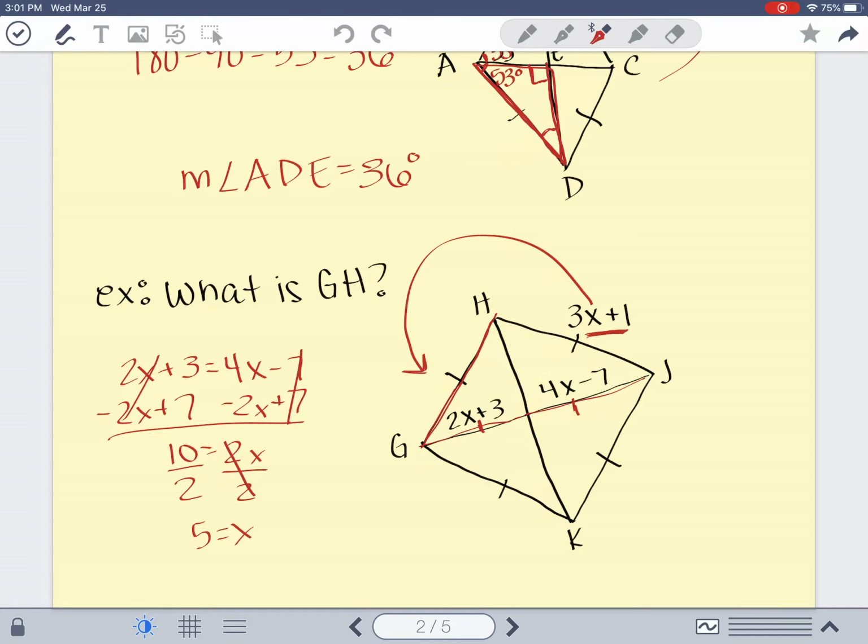Before we plug that in for HJ, we want to plug it in for these two pieces of the diagonal to make sure that we did it correctly. 2 times 5 is 10, plus 3 gives us 13. And then 4 times 5 is 20, minus 7 also gives us 13. So we know that we did it correctly. Now we can plug it in because we know that GH is equal to HJ, which is 3x plus 1. So we can do 3 times 5 plus 1. So GH is going to be 16. Each of those sides is going to be 16 because a rhombus has all congruent sides.